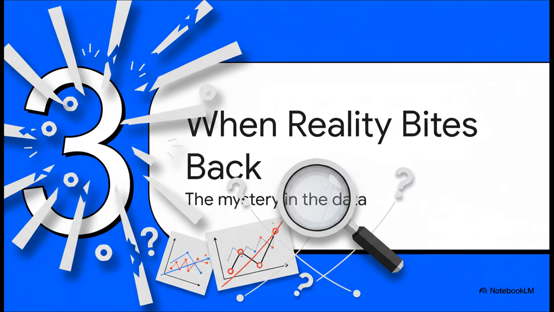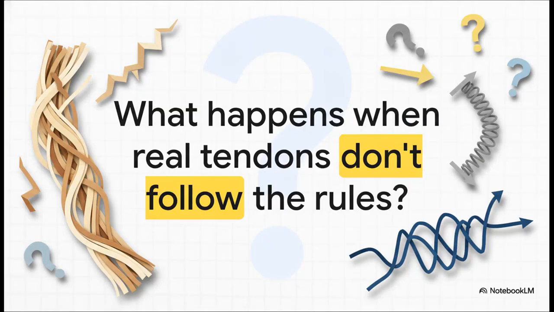And here's where our neat little story starts to fall apart. This is where reality bites back. Because when researchers actually hooked up real tendons to machines and started pulling on them, the data they got, well, it just didn't fit that clean, simple model at all. Yeah, it turns out real tendons just don't play by the textbook rules. They were doing things in experiments that completely stumped that simple elastic rupture model. The data was screaming that there was a massive piece of the puzzle just missing.